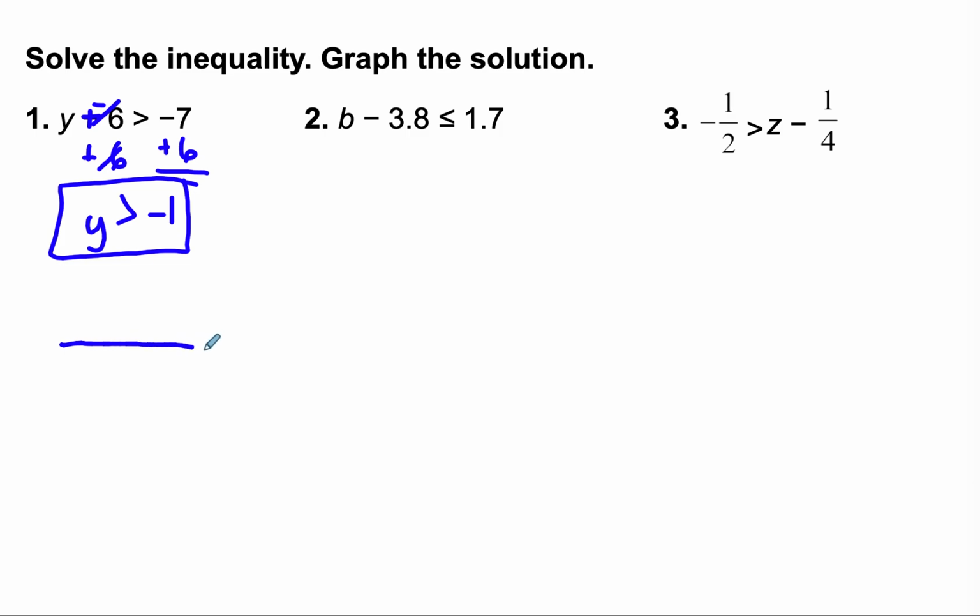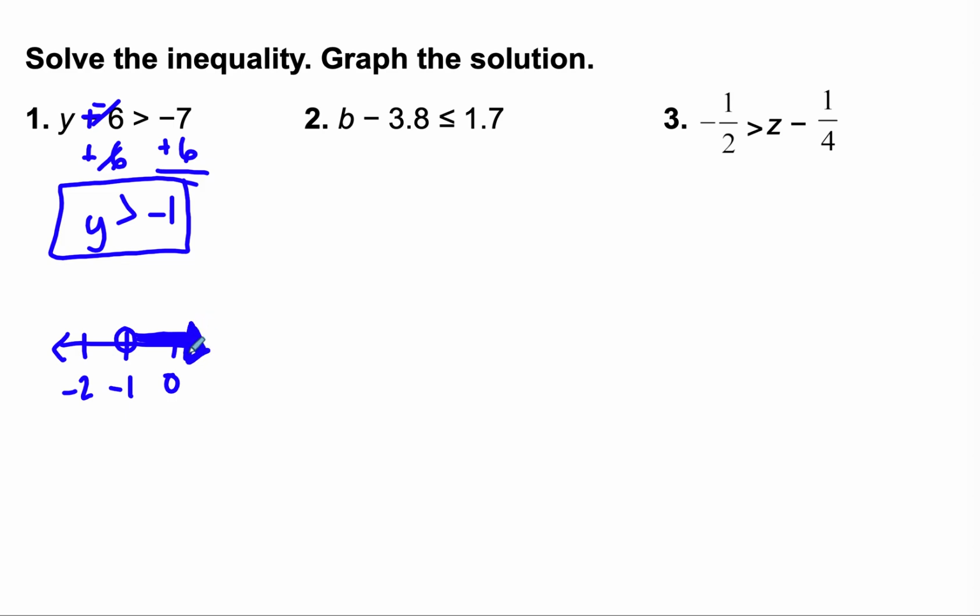All right, so for my graphs, remember you need 3 numbers. The number in your inequality solution is going to go in the middle. You're going to do one that's less, you're going to do one that's greater, and you need to make sure you're going up by a consistent amount. So here I'm going up by ones, negative 2, negative 1, 0. Y is greater than negative 1, so it does not equal negative 1. I need an open circle. And then I'm going to shade to the right. Those are the numbers that are greater than negative 1.